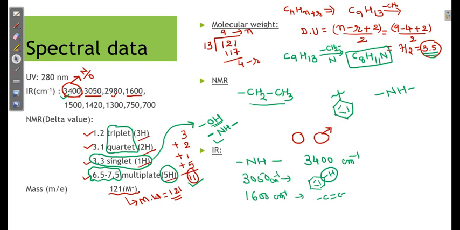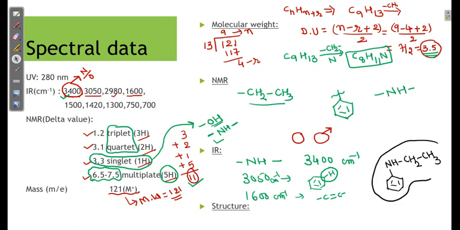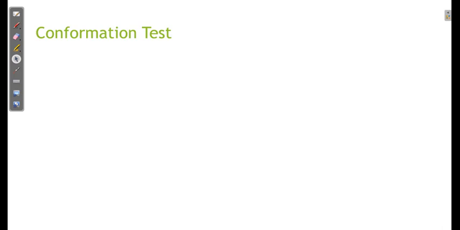If we join together all the fragments, the possible structure we make is this: only one ring, because it is monosubstituted. This is NH, this is CH2, and this is CH3. Now this is a possible structure from the given data. Let us conclude and confirm the test. So we have NH, CH2 and CH3.